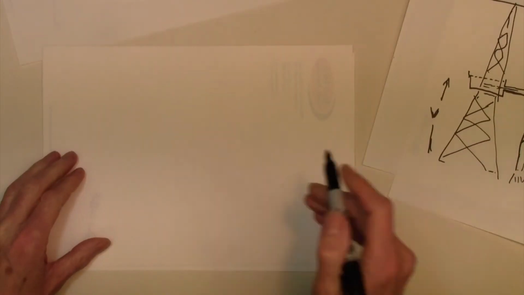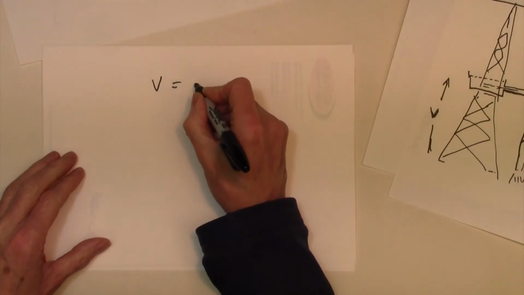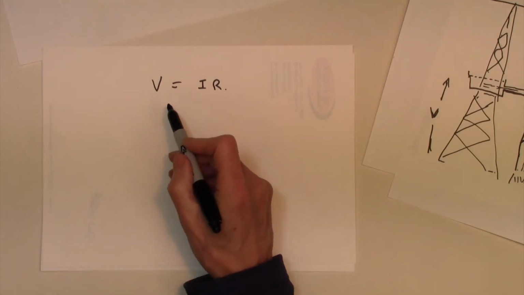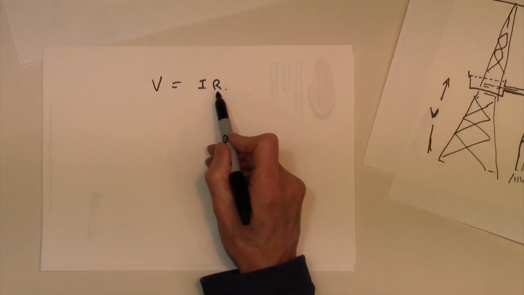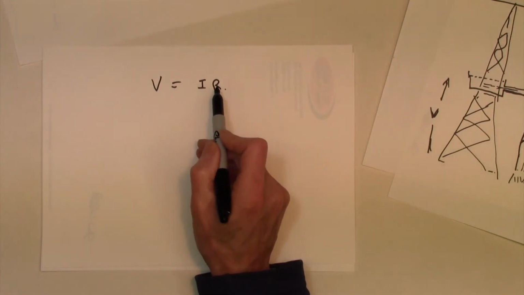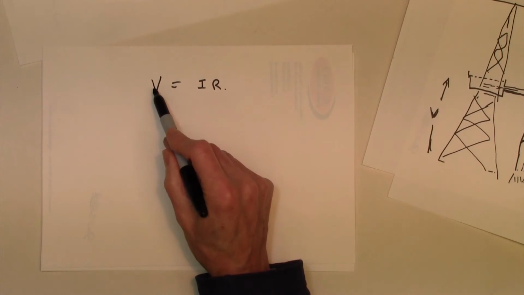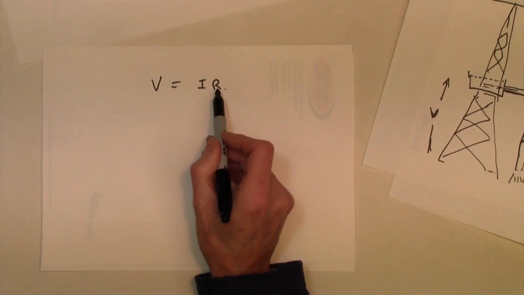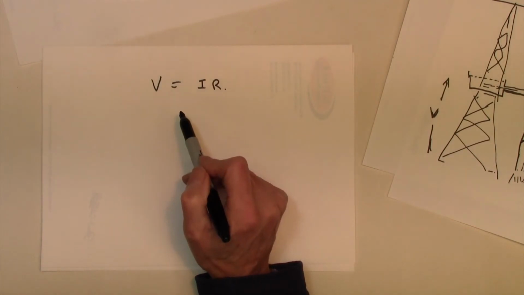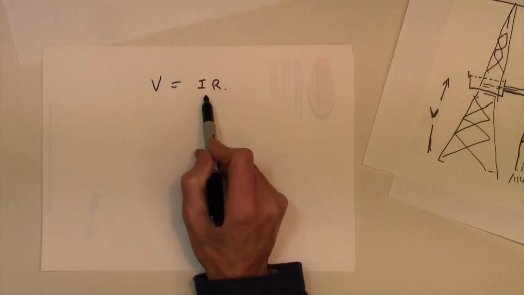Let us now look at the actual equation V equals IR. We often want to know what's the current through a given resistance under a certain voltage. What's the current through a 10k resistor with 50 volts across it? What's the current through a 100 ohm resistor with 4 volts across it? We often want to be able to solve this equation.